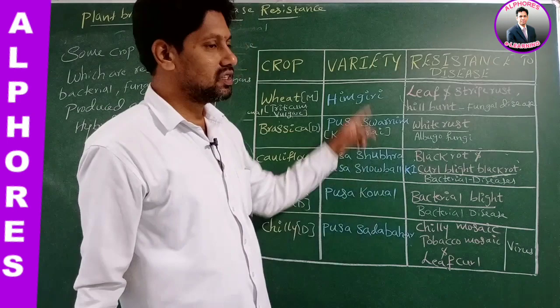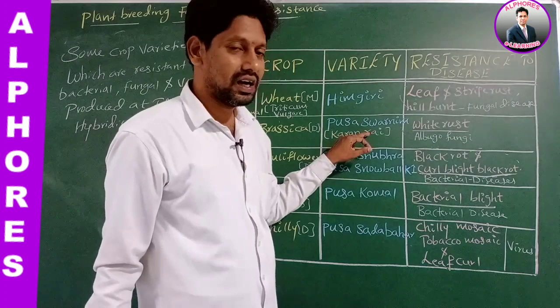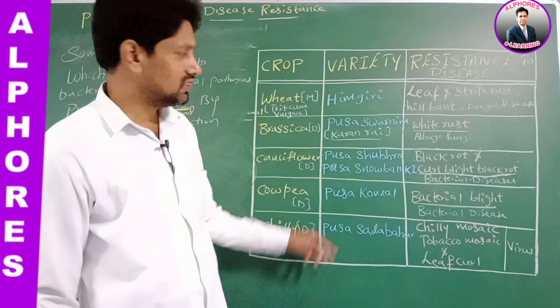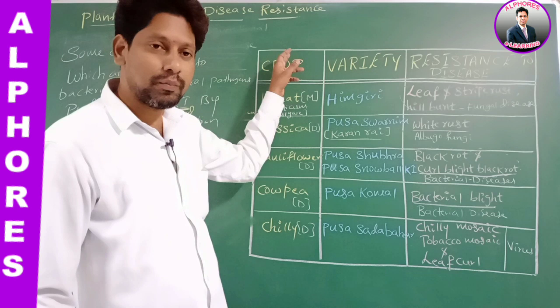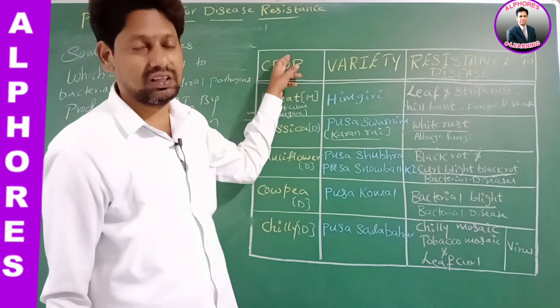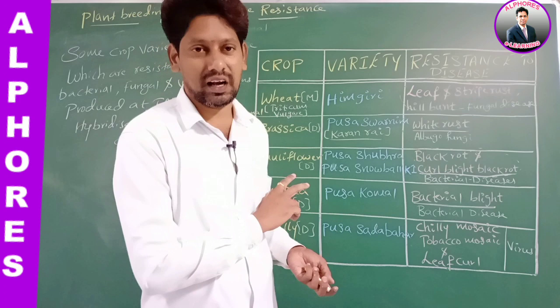Now listen to this statement, sir. Pusa Swarnim is also called Karan Rai. Also called as what? Karan Rai. Actually, this Karan Rai is a scientist's name. Are these statements okay? Right. Now, sir, what are all these? These are varieties of some crop plants which are produced by hybridization and selection at IARI, which are resistant to what, sir? Resistant to bacterial, viral, and fungal pathogens. Are these statements clear? Is it okay?